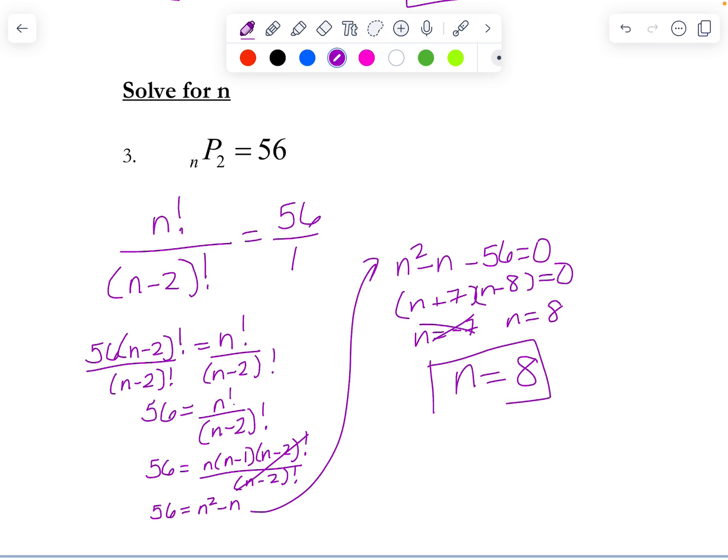So you're going to use the formula in order to solve for n. So you're going to use the formula of permutations, and then you're going to use the formula of factorials.